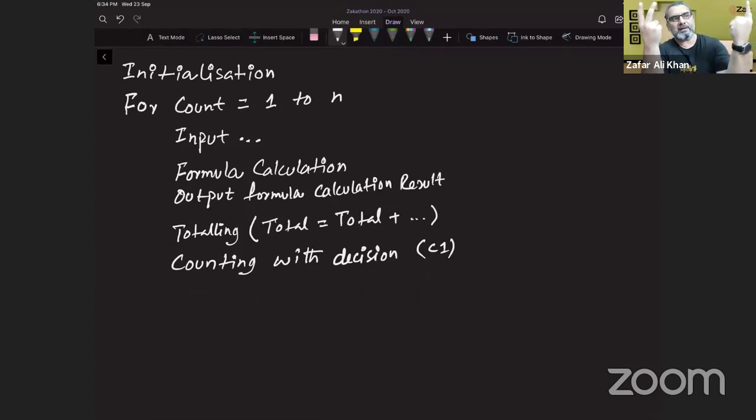I see a girl, I will count in this hand, then two girls, then three boys, then four boys, then three girls, then five boys. That is how we count with decision. So we check something, if it is true, we count it. If it is not true, we don't count it. So this is how we count with decision.